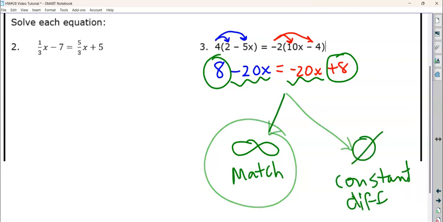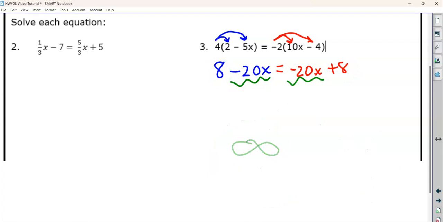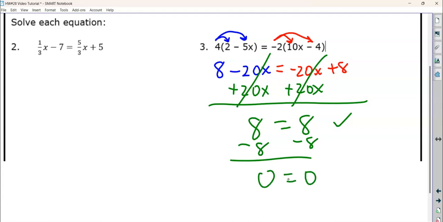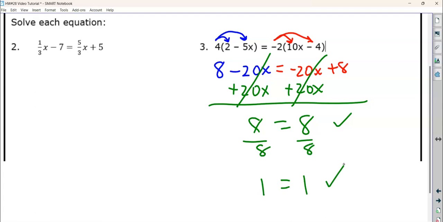If you weren't paying attention and you just did the inverse operations, you would get something like this, plus 20x plus 20x. You would get a double cross out on both sides. And then maybe here you'd notice the match. Or maybe you kept going and you did this and you notice the match. Or some students do this: divide by 8, get 1 on both sides, and there's a match. But at some point, you have to notice that it's a match and it has infinite solutions.